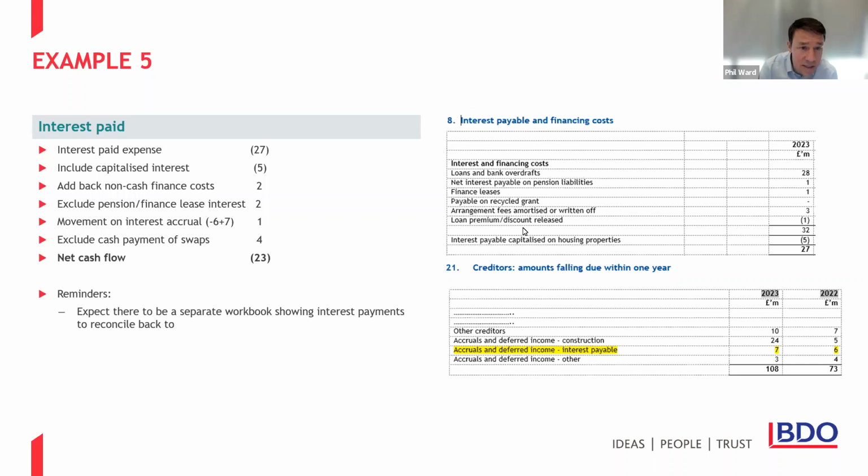The 2 is the pension and finance lease interest. Both of those don't relate to bank interest, so we've added those back. Again, we need to think about our opening and closing creditor balances. Again, note 21 has helpfully split out interest payable accruals onto a separate line item. So we've got opening liability of 6, closing liability of 7.